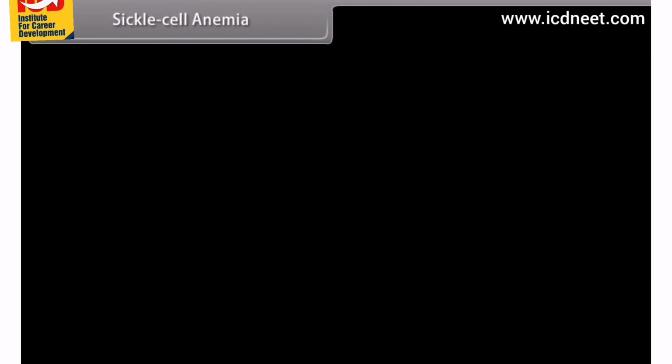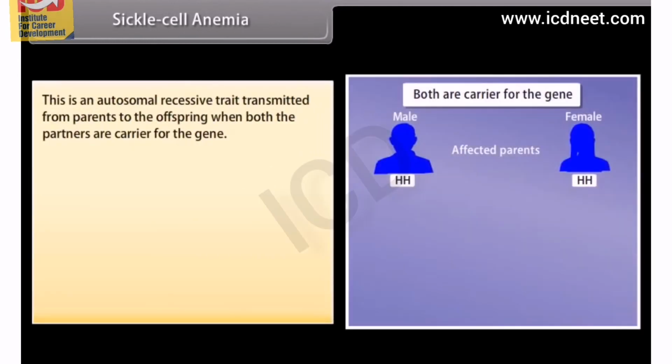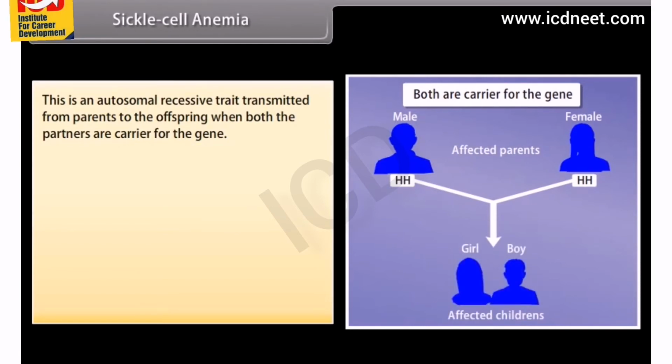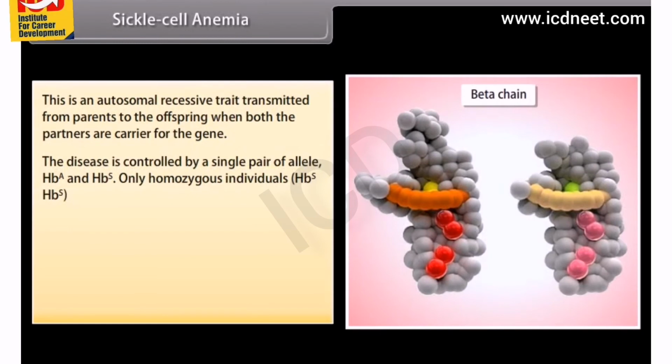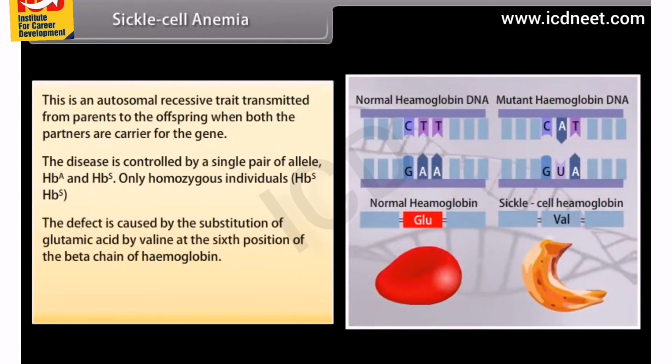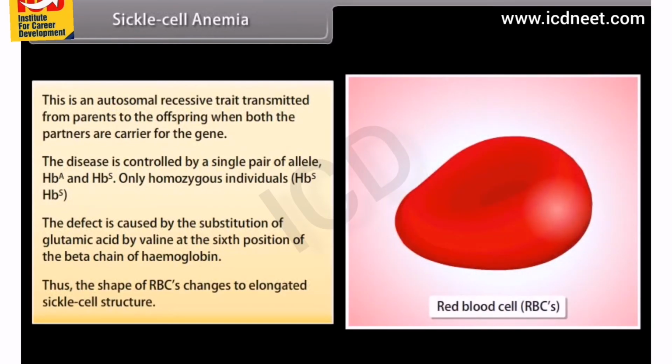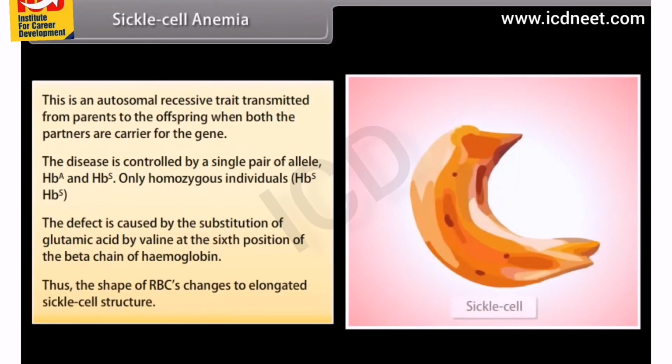Sickle cell anemia. This is an autosomal recessive trait transmitted from parents to the offspring when both the partners are carriers for the gene. The disease is controlled by a single pair of alleles, HBA and HBS; only homozygous individuals, HBS, are affected. The defect is caused by the substitution of glutamic acid by valine at the 6th position of the beta chain of hemoglobin. Thus, the shape of RBCs changes to an elongated sickle cell structure.